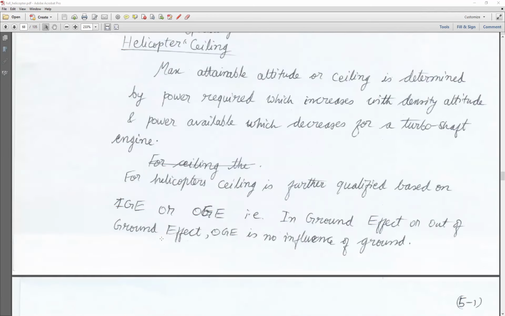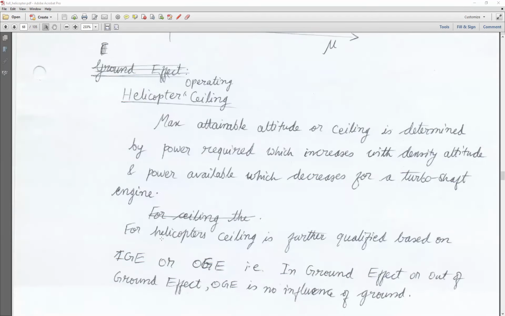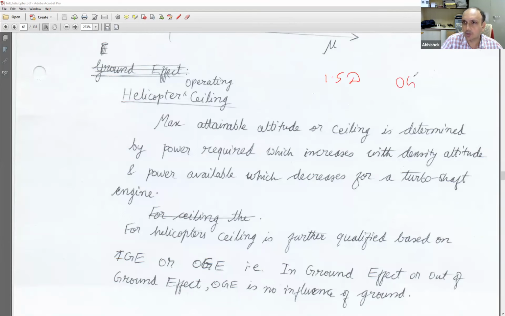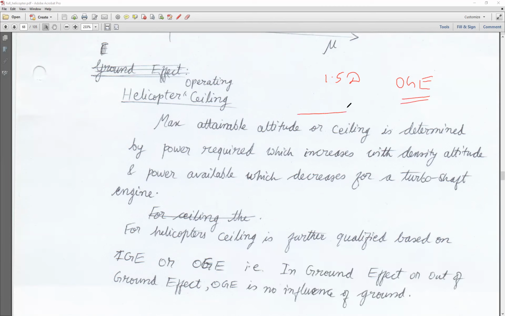All right, Sir, can you repeat the OG part once again? Out of ground effect. The moment your height is beyond 1.5D, then you are out of ground effect. Then you are in normal hovering, what we have studied all along. Okay, so OG is your normal condition. Only when you are close to the ground, below this height, are you in IG condition.